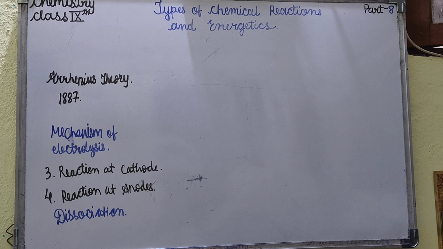Ionization. Ionization is a process which takes place in covalent compounds. It involves the splitting of the molecules of the compound into ions. HCl gives H plus Cl minus.